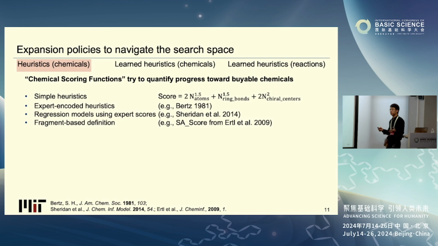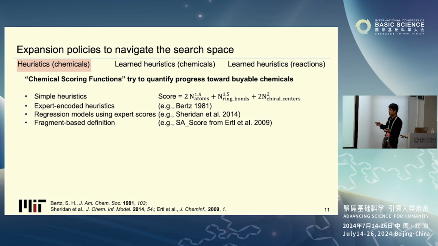So the first idea is simple, right? Essentially, we finally want to make the precursors as simple as possible. So we can prioritize the precursors based on their complexity, or how simple they are. So we can design some chemical scoring function to assess the complexity of a chemical. This can be some simple heuristics that basically counts the number of atoms and bonds in a molecule.